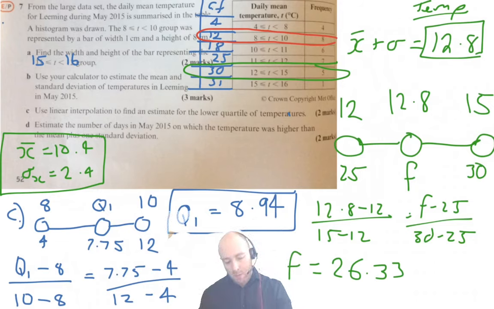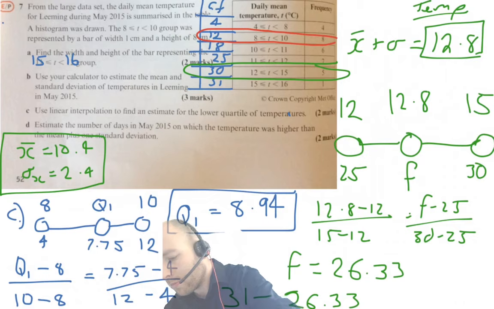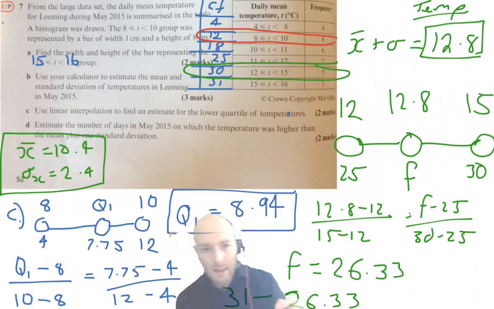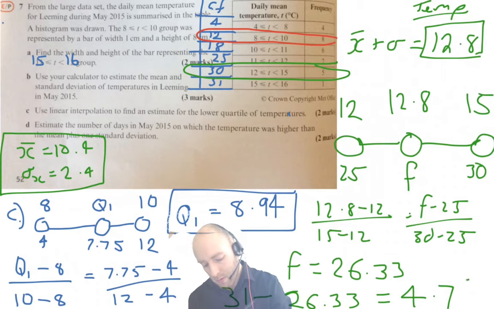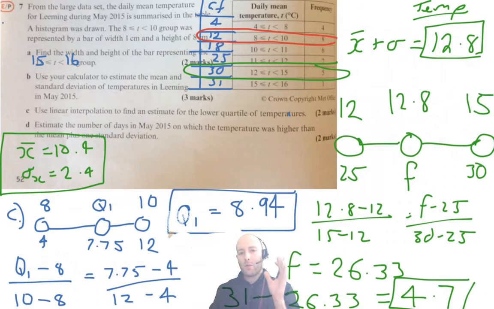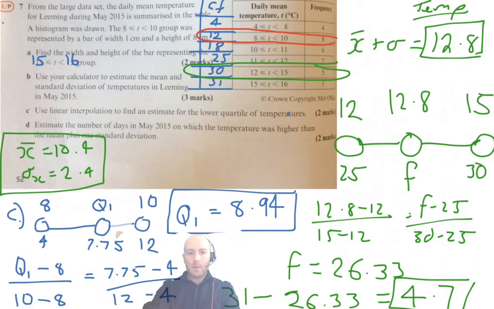So if I do 31 take 26.3, I get exactly 4.7. As how many days are left? So 4.7 days of the month, the temperature was greater than, what was it? 12.8. Okay, please ask questions if you guys need, because I don't think many of you got to that bit. So anybody stuck?